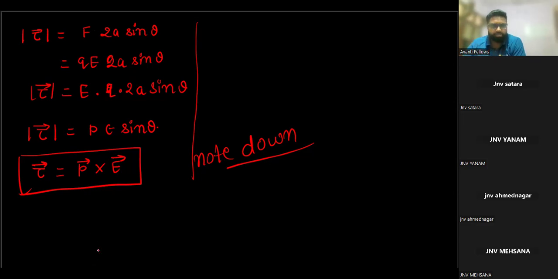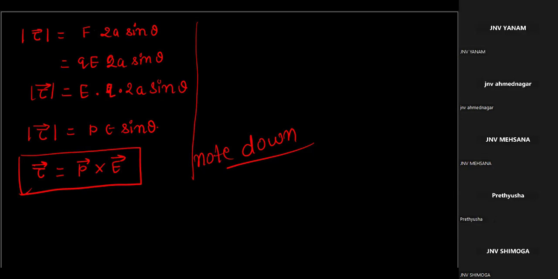Okay. Has everyone noted it down? Everyone? JNV Yanam, Satara, Ahmednagar, Mehsana. Have you noted down? JNV Shimoga student, Pratyushpa.